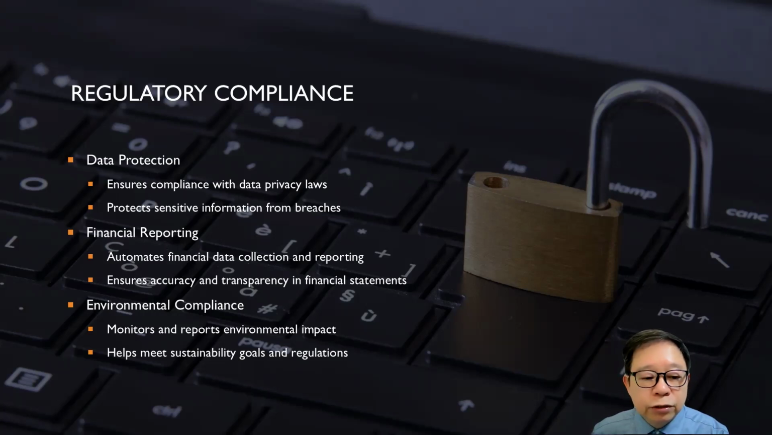Also, when you go to a different country, they also have financial reporting laws. So you can automate the financial data collection and reporting, right? Instead of having a big team handling all the accounting information, you can automate that. So you can ensure the accuracy and transparency of financial statements. When you file a financial report to the government, you need to make sure that the information is correct, accurate, and also clear.